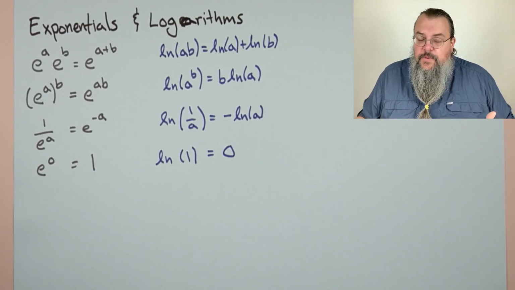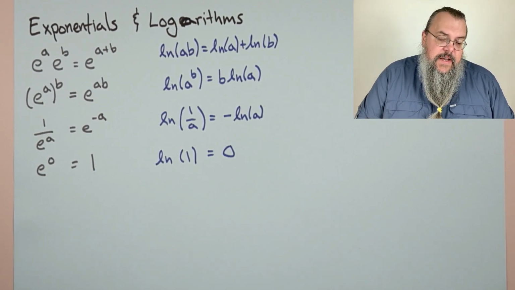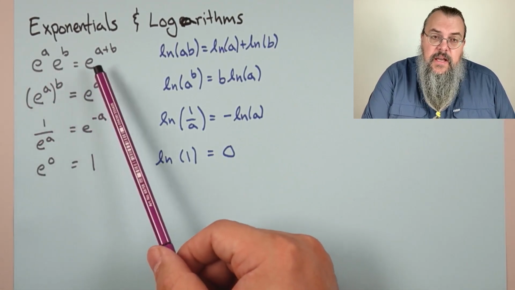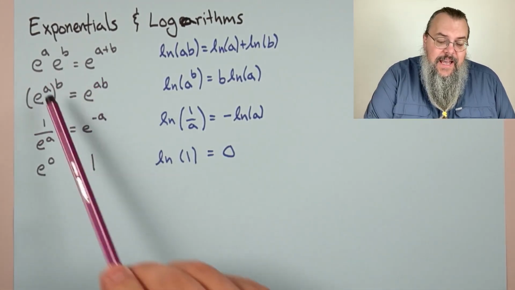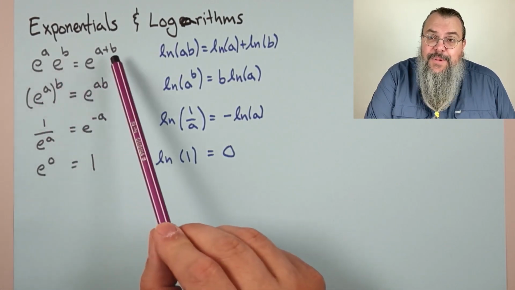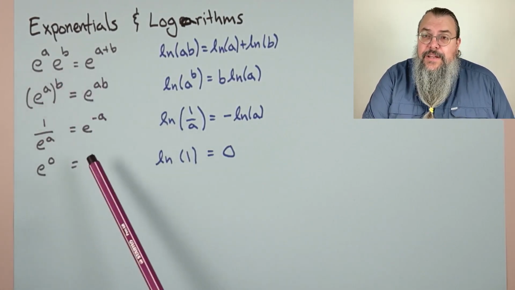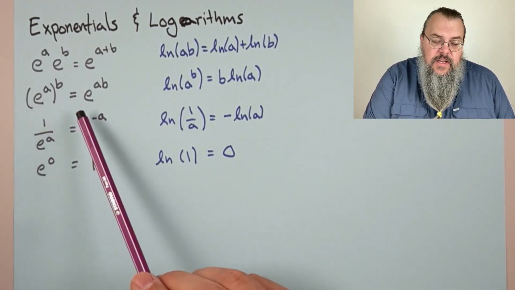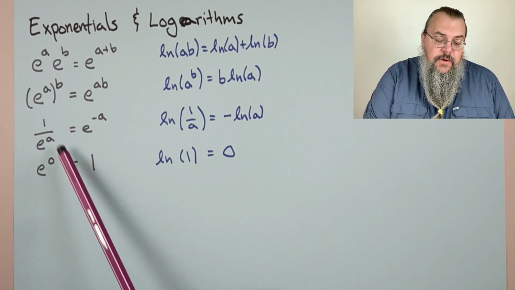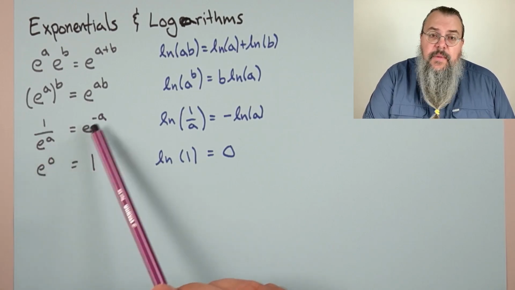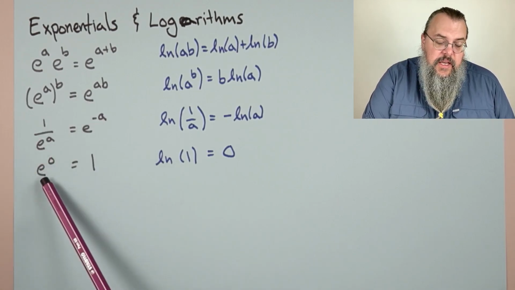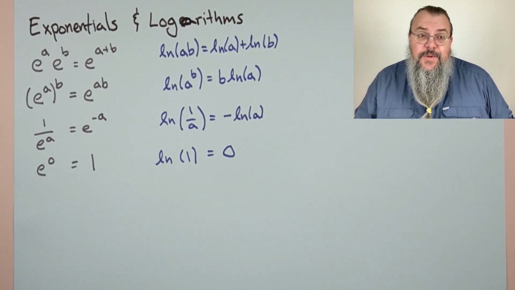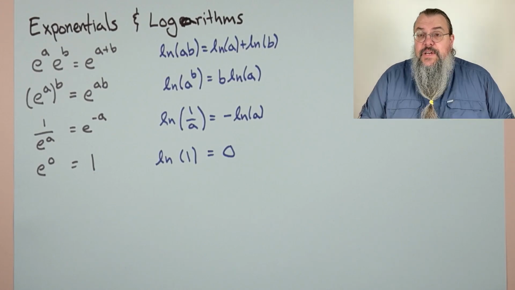Now there's a couple of rules to remember. Namely, if I have e to the a times e to the b, well, that's e to the a plus b. So you add, okay? Not multiply, you add. Well, when can you multiply? Well, e to the a, to the b, that's e to the a times b. 1 over e to the a is e to the minus a. And e to the 0 is 1. These are things we should be comfortable with because we're going to be having to do a lot of manipulation.